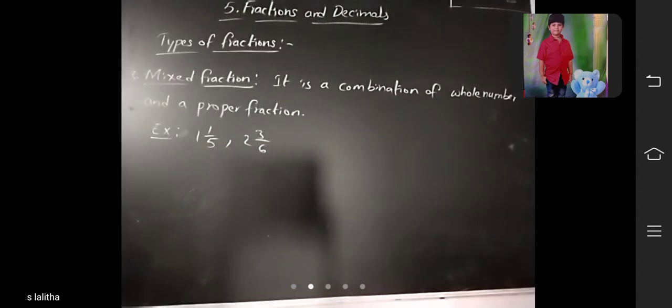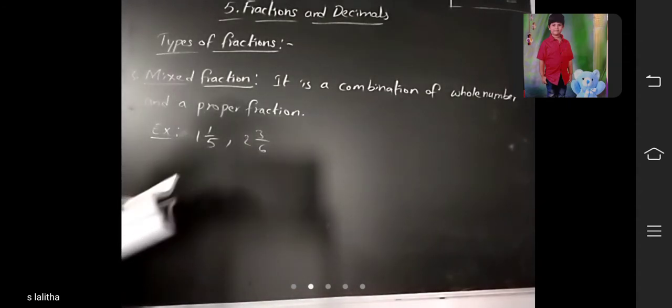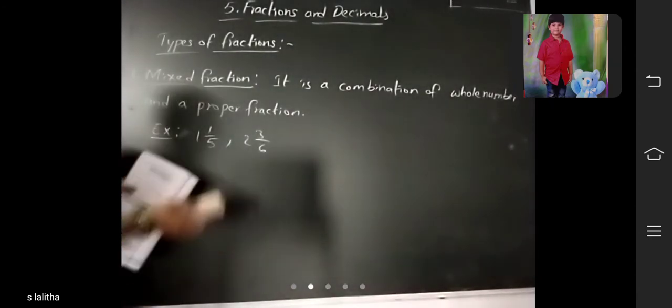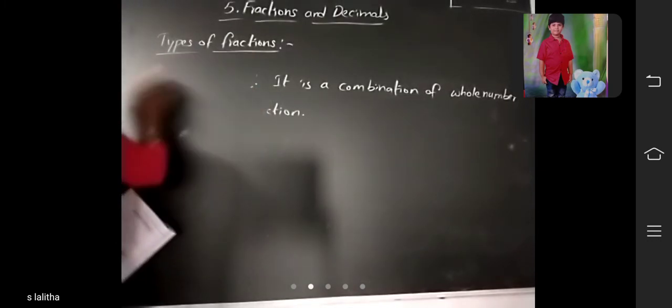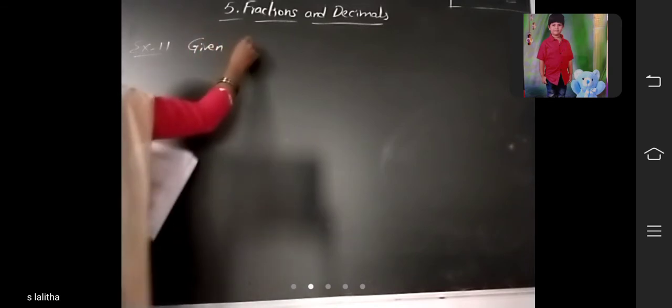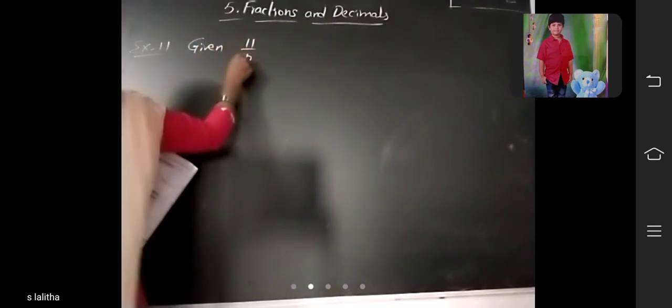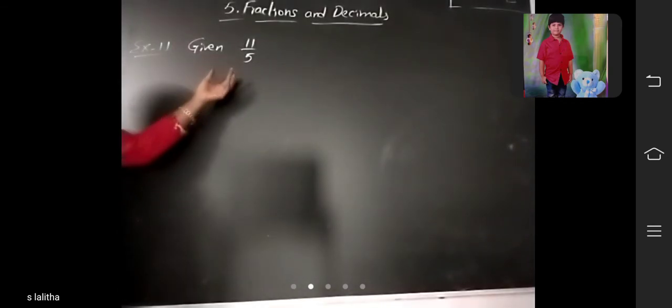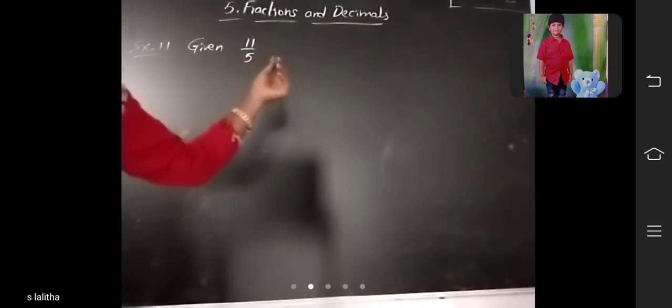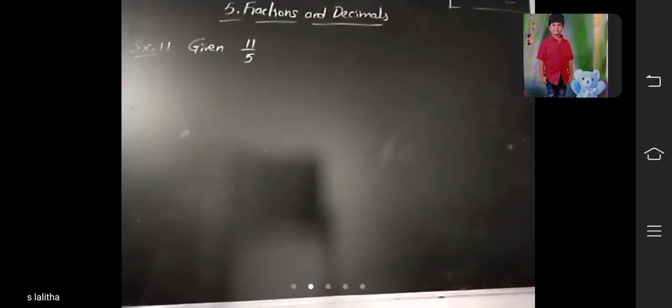Okay, those who have completed mixed fraction, write example 1 now. Represent 11 by 5 as a mixed fraction. So you have to represent 11 by 5 as a mixed fraction. What is given? Given 11 by 5. Now 11 by 5, which type of fraction is that?